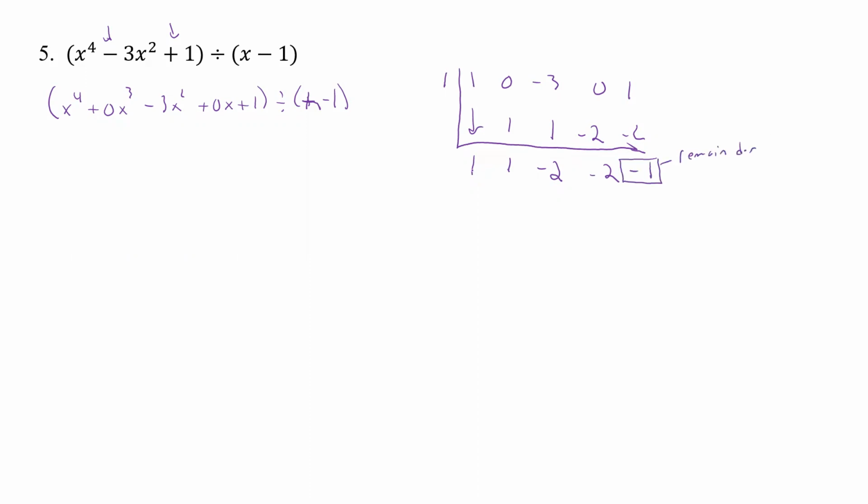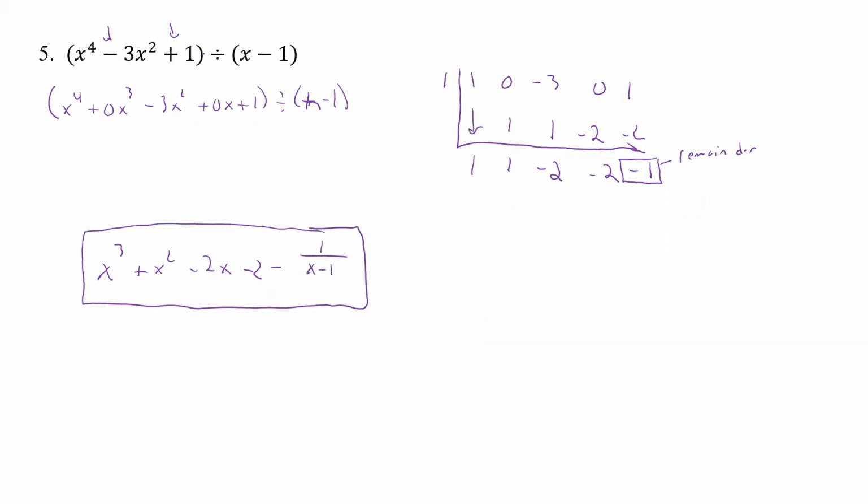And so now we just have, going from x to the fourth, the first one's going to be x cubed. So we have x cubed plus x squared minus 2x minus 2 minus 1 over x minus 1, which is our remainder part. And then that should be our answer when we take this trinomial divided by this binomial.